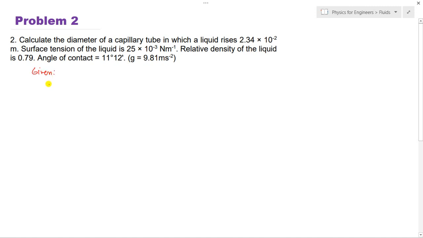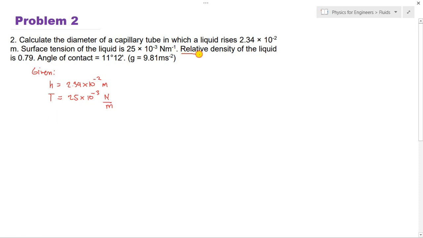So again, we're going to write the given here. The first given is the height rise, 2.34 times 10 to the power of negative 2 meters. Then the surface tension, that is T, is equal to 25 times 10 to the power of negative 3, that is Newton per meter. We have the relative density of the liquid, that is 0.79.